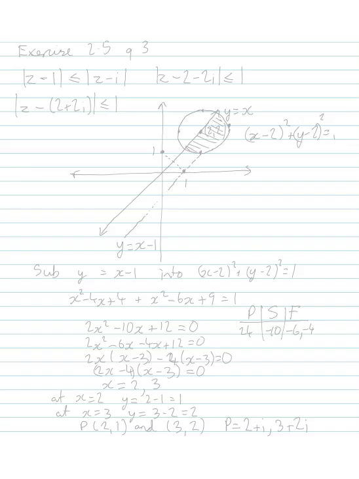Okay, so this is Cambridge exercise 2.5 question 3, and it's a regions question. In question 3 they're asking us to plot the region where the modulus of z minus 1 is less than or equal to the modulus of z minus i, and it's got to also tie in with the modulus of z minus 2i is less than or equal to 1.